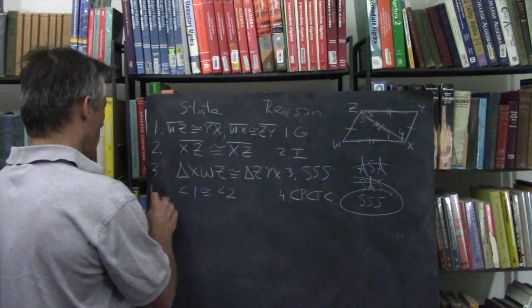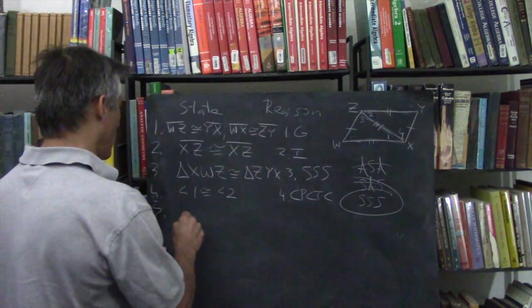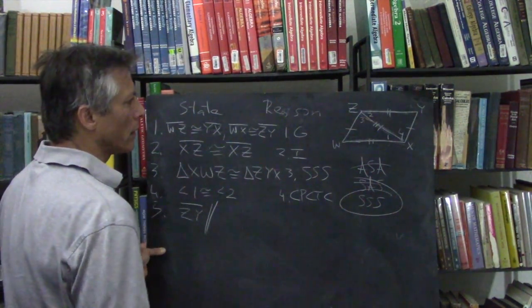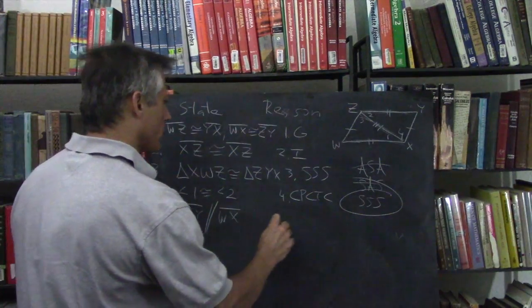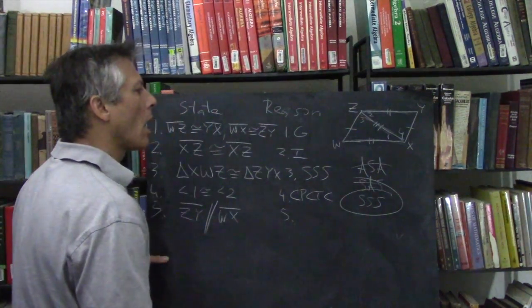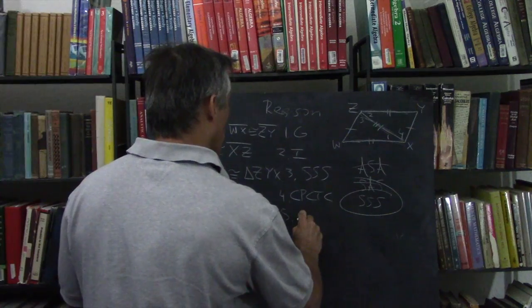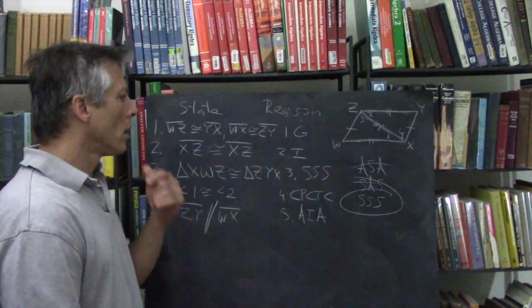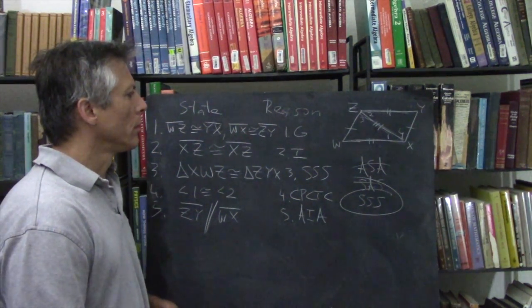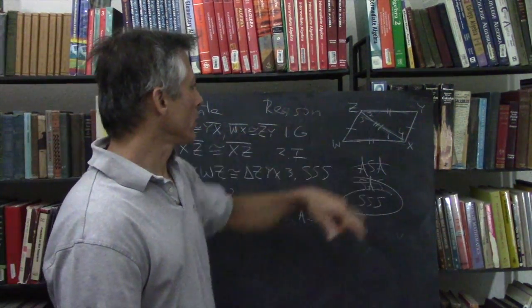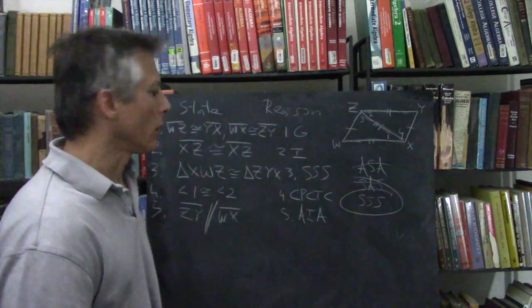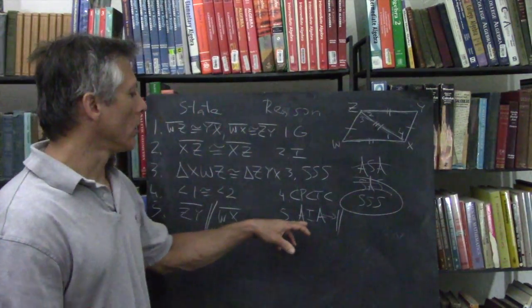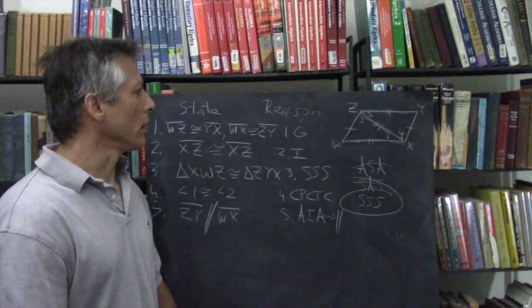And then, last step, we know ZY is parallel to WX by the alternate interior angle theorem. Remember, when alternate interior angles are congruent, then the lines are parallel. Okay, so alternate interior angles congruent implies parallel.